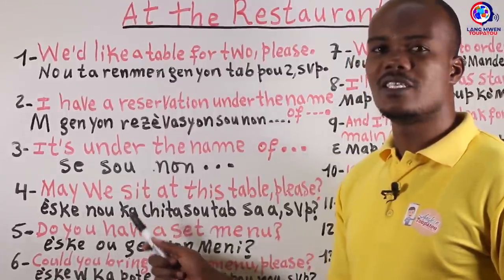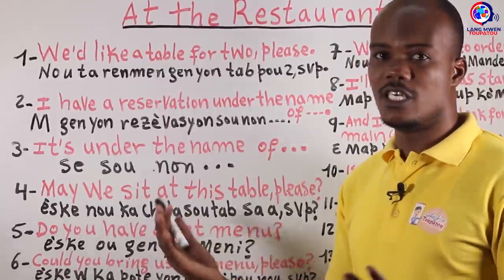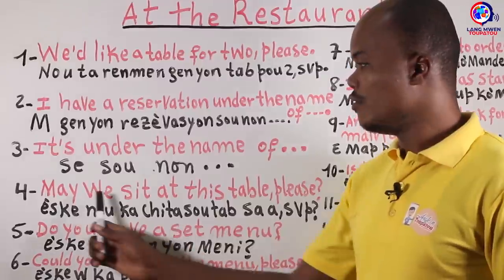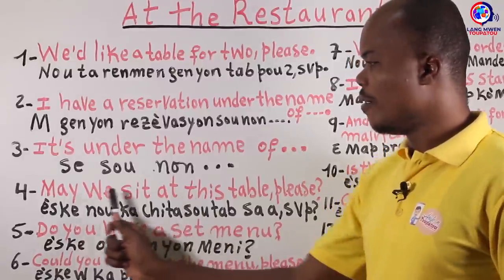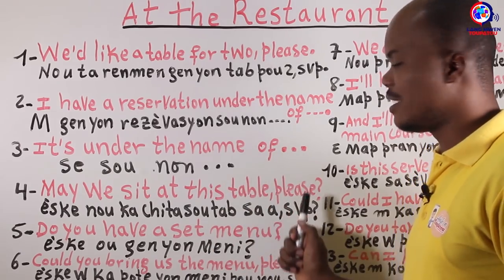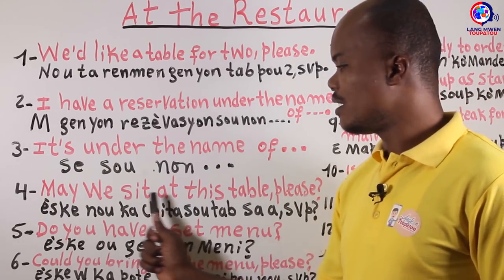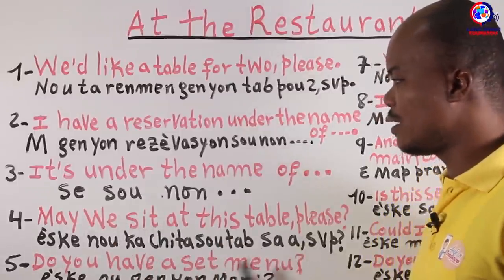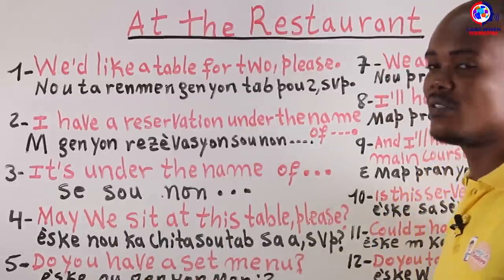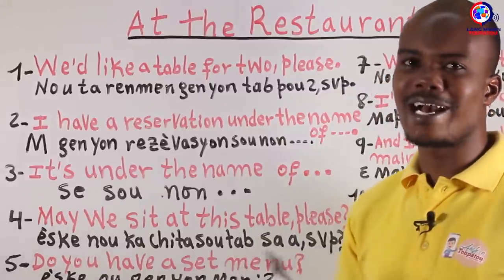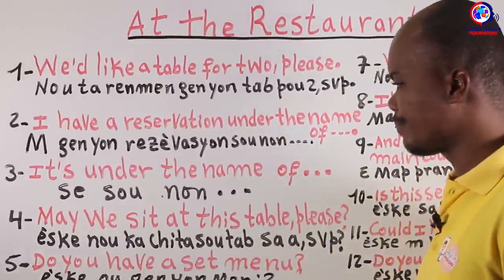So, when you arrive at sit at, you make a liaison, a linking, you say sit at. Okay? You say, may we sit at. May we sit at this table, please. May we sit at this table, please.